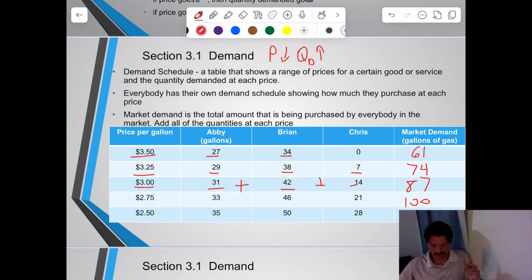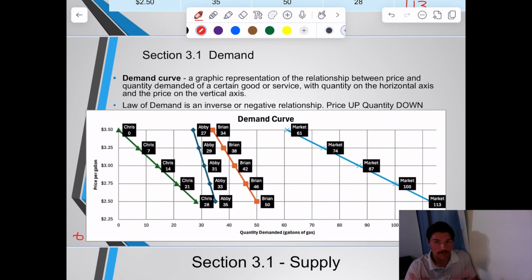What we can do now is we could put them on a demand curve. A demand curve is just a graphic representation of what we're doing. Now, it's very important to note that we're putting price on the vertical axis to show us, hey, how much is the price? And we're using quantity demanded on the horizontal axis. So price per gallon is going to be on the vertical axis. Quantity demanded, we're going to use gallons of gas there, on the horizontal.